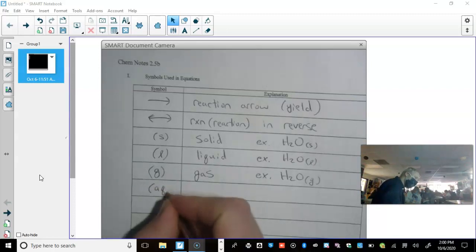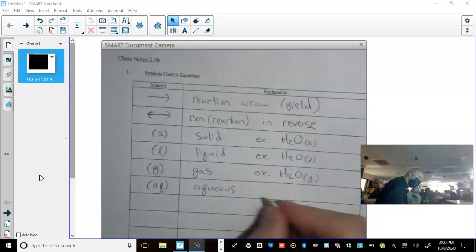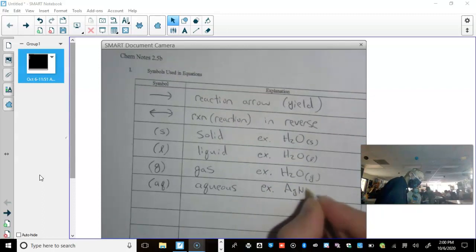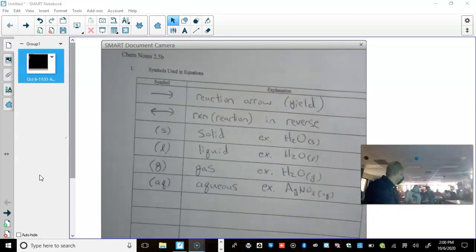All right, and then we got AQ is aqueous, meaning it's dissolved in water. Example would be silver nitrate. It's a cursive Q. Does it have to be cursive? No, it doesn't have to be cursive.